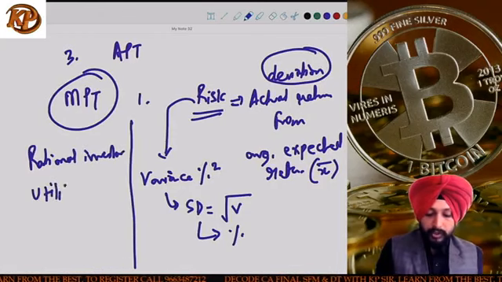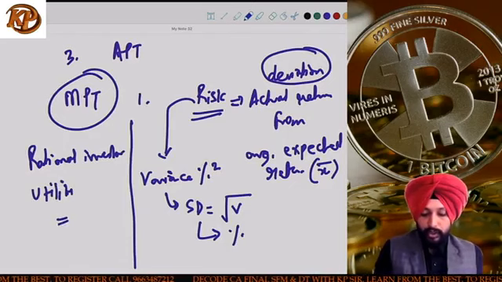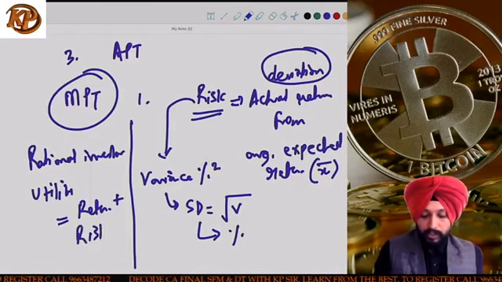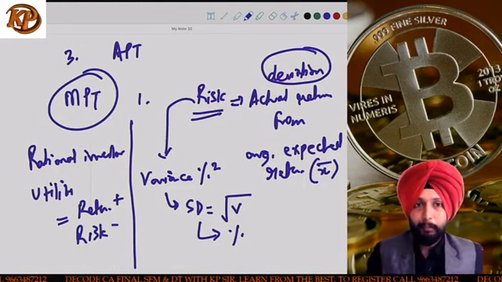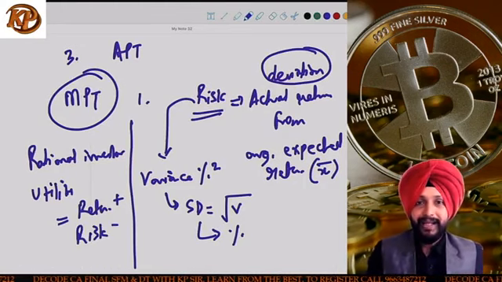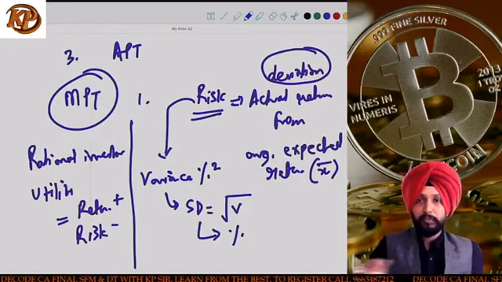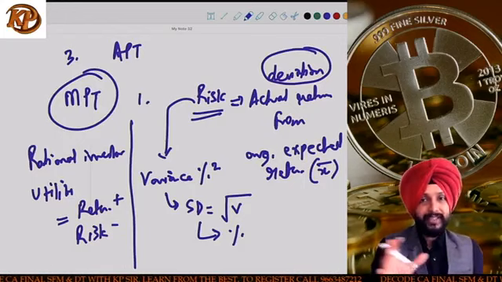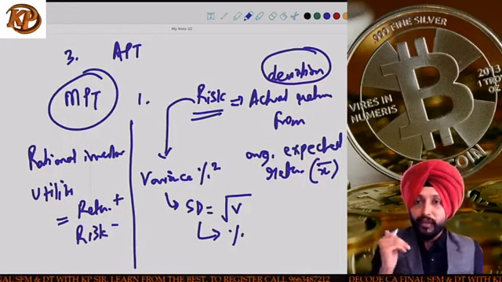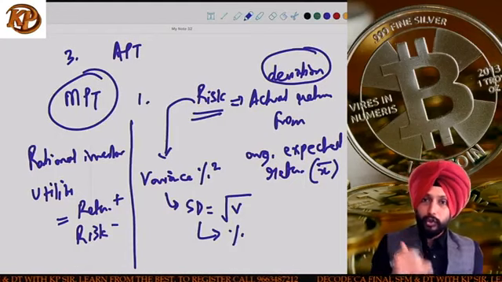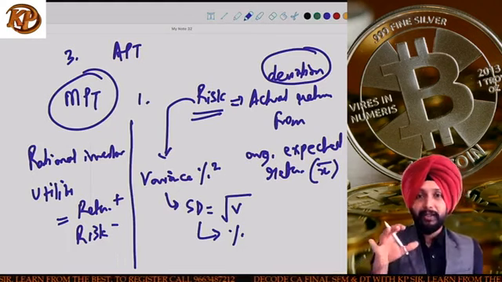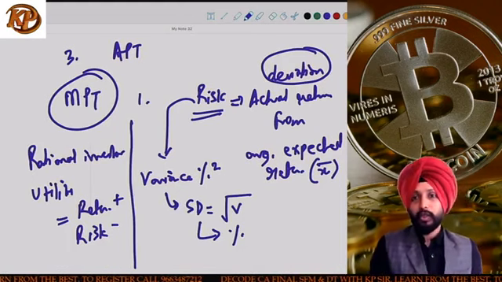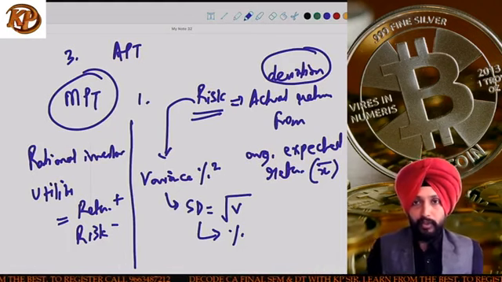You remember all this, guys? We are trying to maximize utility, and this utility is a positive function of return and a negative function of risk. Which means if return goes up, investors' utility will go up. If risk goes up, investors' utility will go down, which means you want to maximize the return and minimize the risk so as to create the maximum utility for an investor.